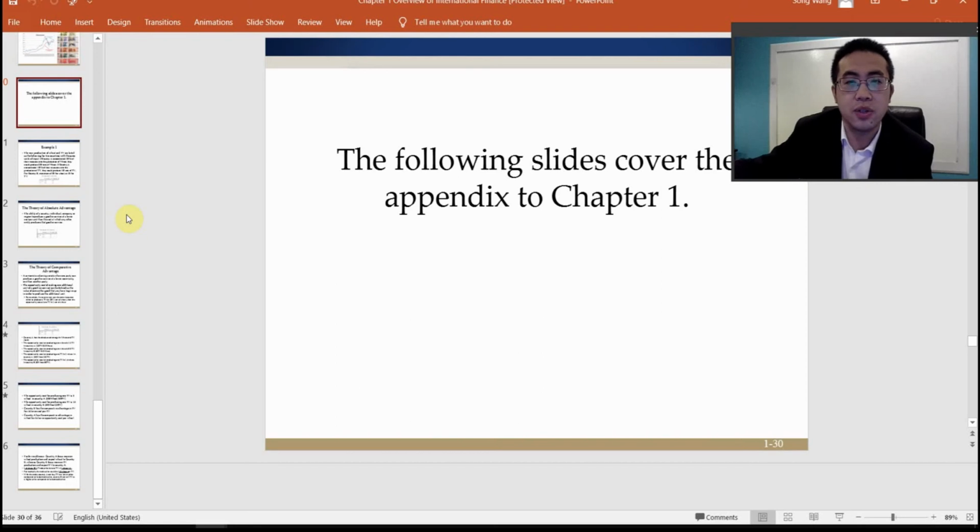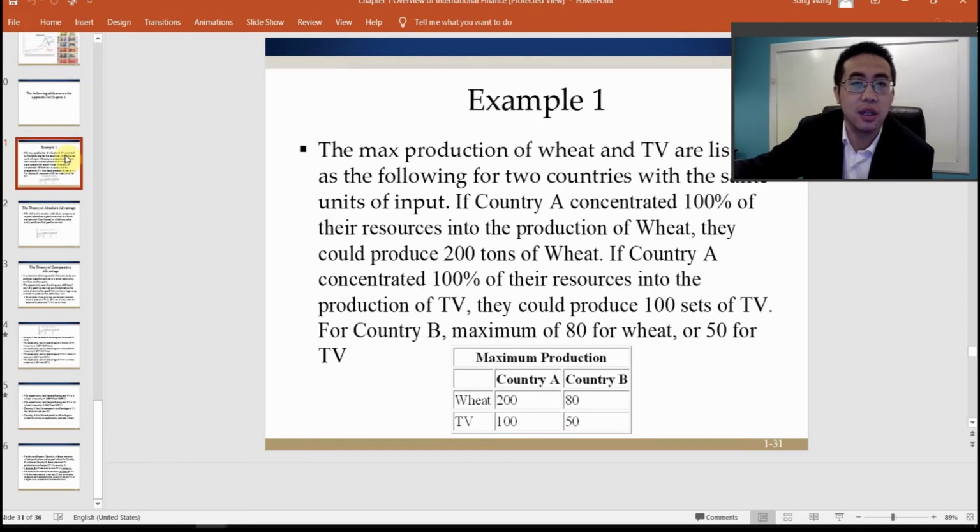For this chapter, we still need to cover some more materials. For example, at the end of the chapter, we have this appendix talking about comparative advantage in international trade. This is an example over there, and it tells you how to compute the opportunity cost for producing one product in sacrifice of another product.